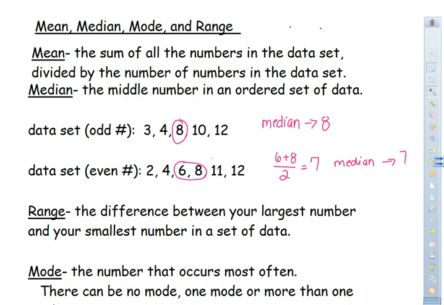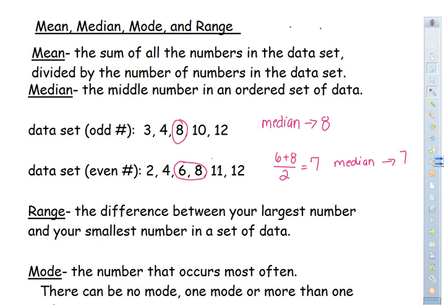When we're talking about the mean, that is the sum of all the numbers in the set of data, and then divide that number by the number of numbers in that data set. So you're going to simply add all the numbers together and then divide by how many numbers you added all together. That is actually finding the average, and I'm sure that you've realized that by now. So the mean is the average.